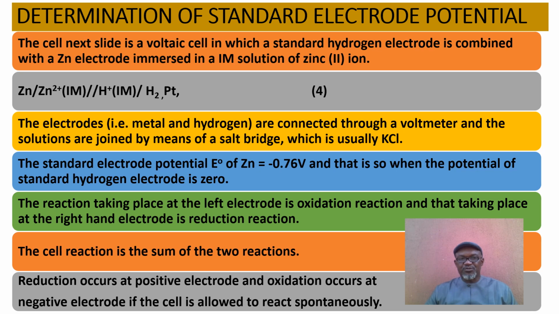Determination of standard electrode potential. Remember we said that the standard hydrogen electrode is used for the determination of standard electrode potential.